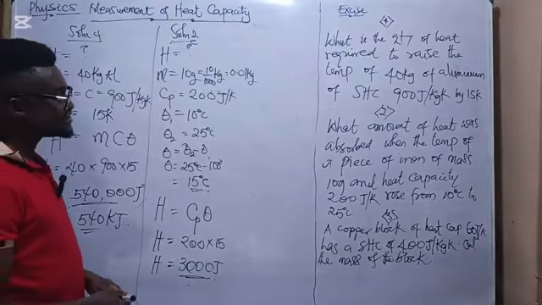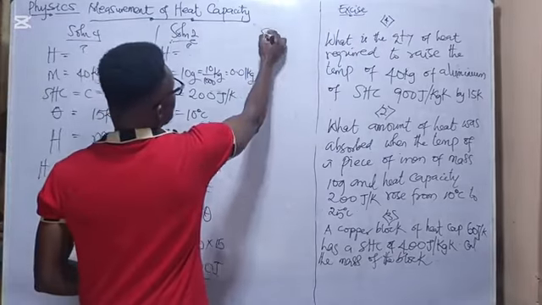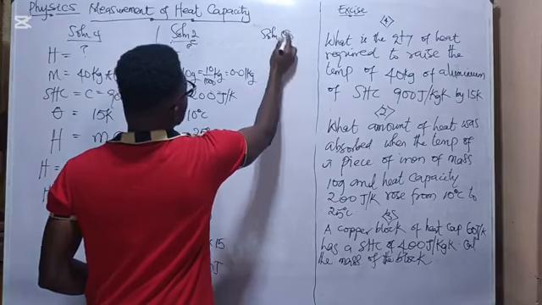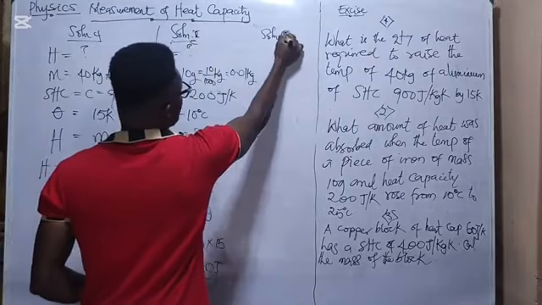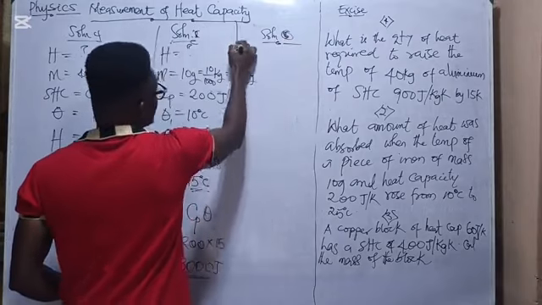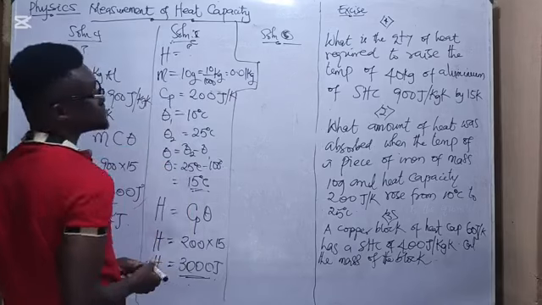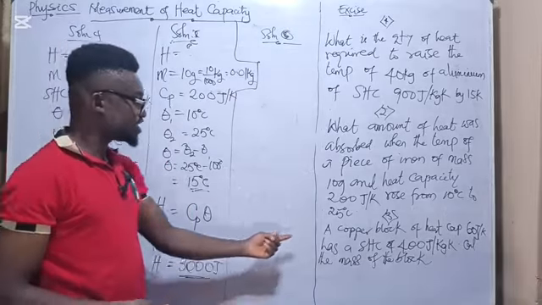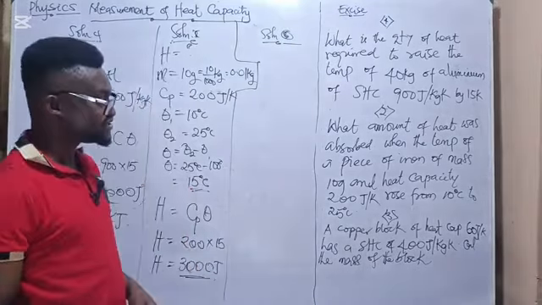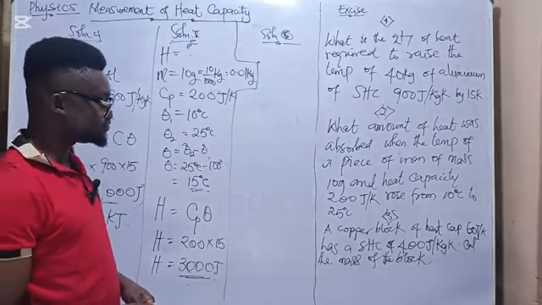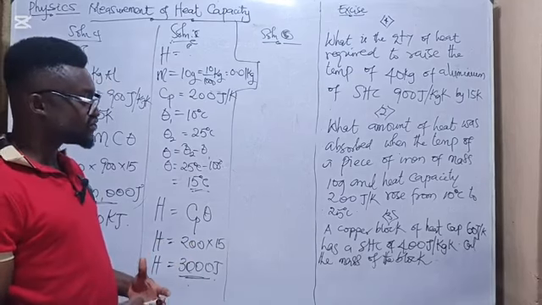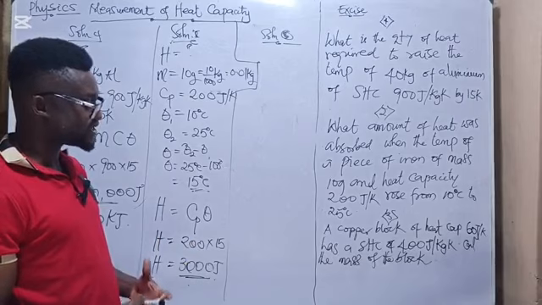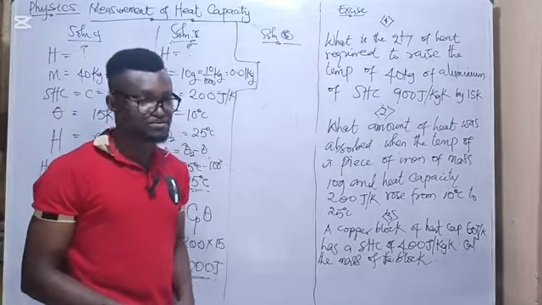Okay, the last exercise there, solution number 6, okay? So here, the question reads, a copper block of heat capacity 60 joule per Kelvin has a specific heat capacity of 400 joule per kilogram per Kelvin. Calculate the mass of the block.